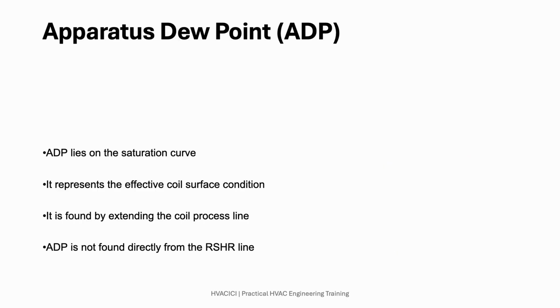ADP must lie on the saturation curve. It's not just a random point. It's found by extending the cooling coil process line to the saturation curve. It should not be confused with the room sensible heat ratio line.